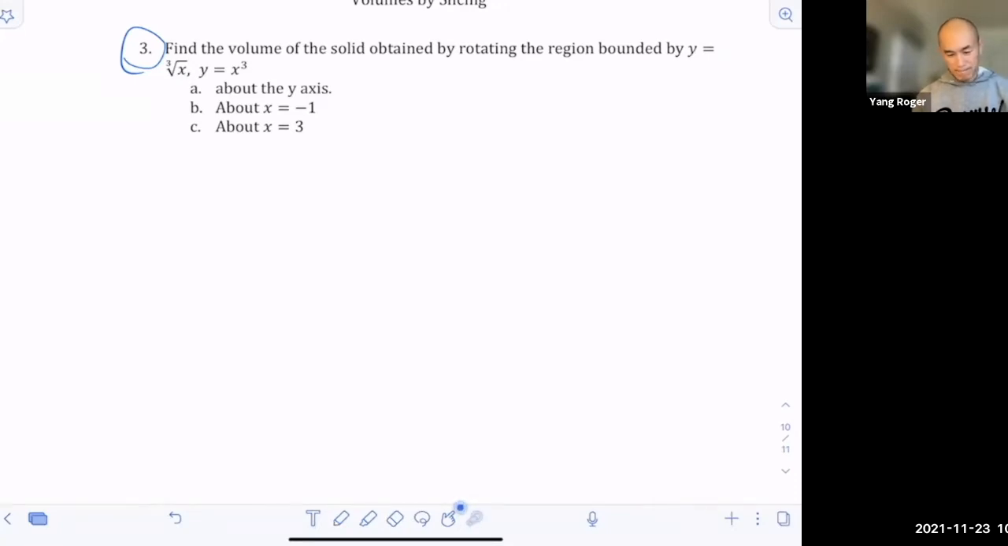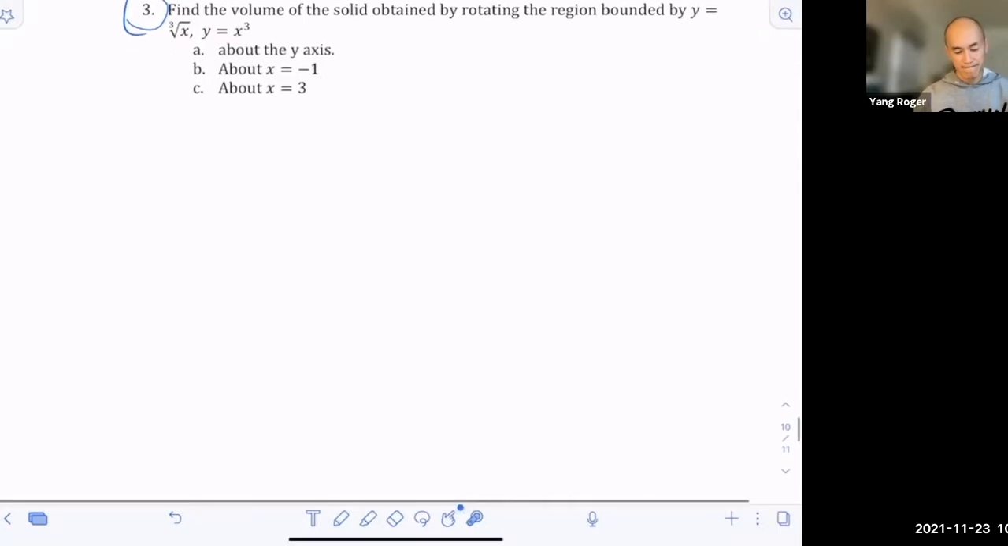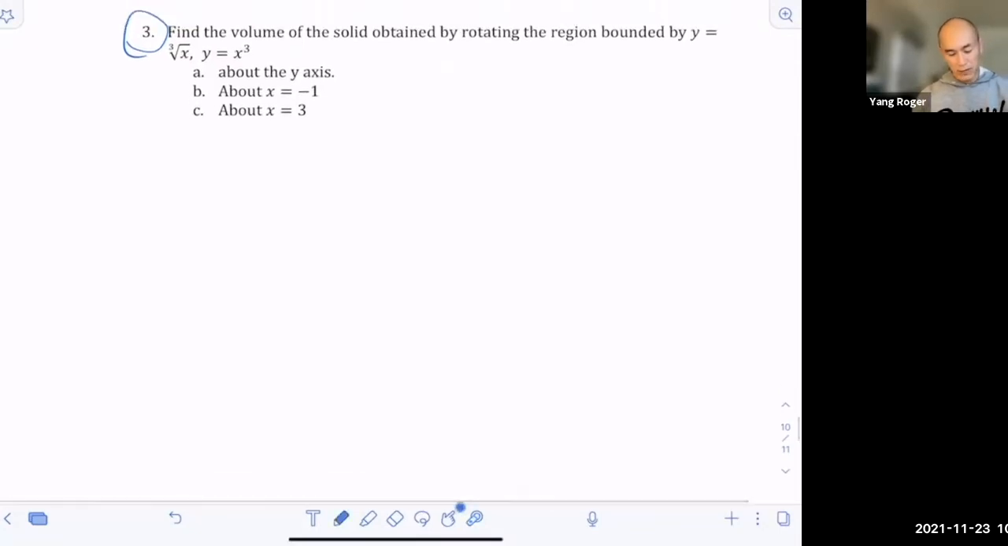It says, find the volume of the solid obtained by rotating the region bounded by y equals the cube root of x and y equals x cubed. And then we have 3 different axes over here. So why don't we graph the situation? I know he went over A, but let's just review it together.